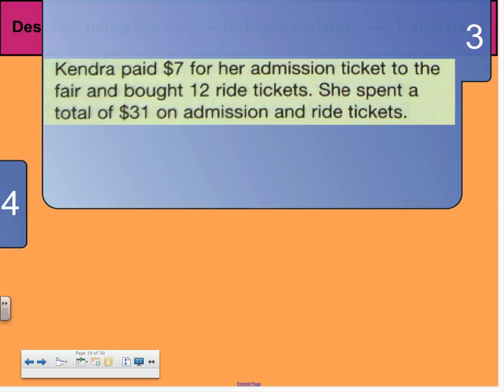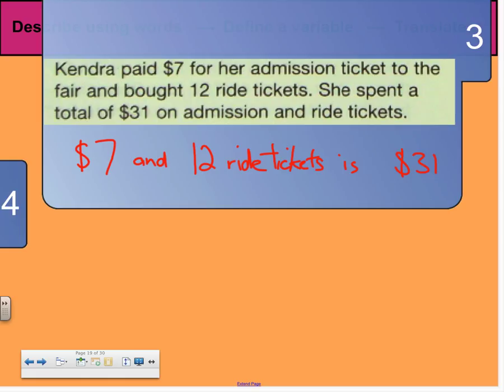I need to come up with a sentence first, all right? So I know we're going to use words here. I'm still going to write numbers instead of writing them out, but you get the idea. So I know that $7 and 12 ride tickets is $31. Everyone agree with that? Based on that paragraph, I came up with my sentence. $7 and 12 ride tickets is $31. So far, so good? Yes.